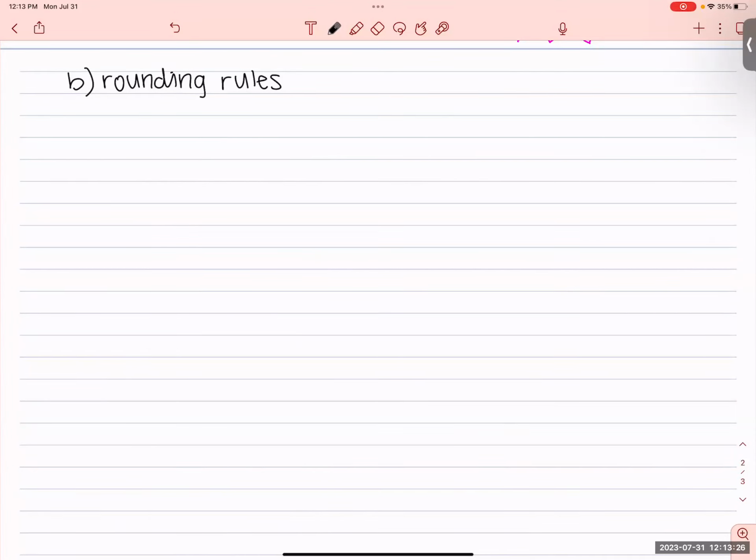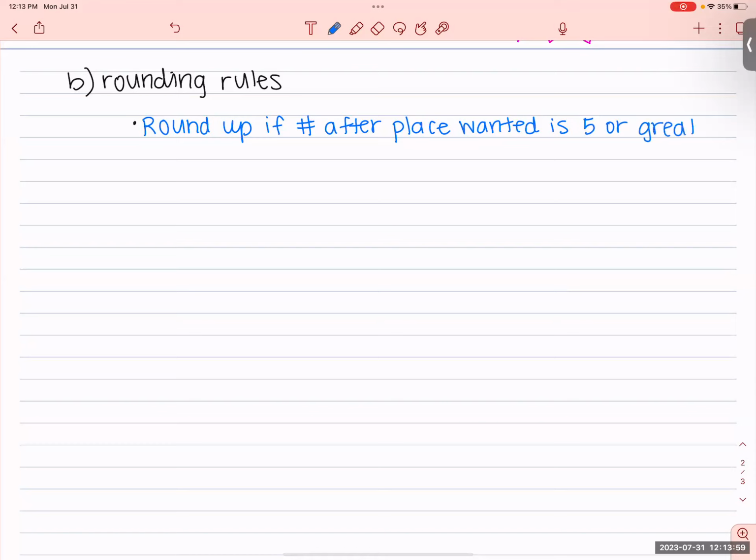So we're going to round up if the number after the place we want is 5 or greater. But only one number. We're only looking at the next number after we want to stop. We're not looking at multiple numbers.